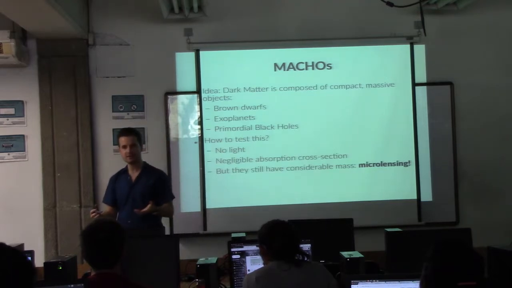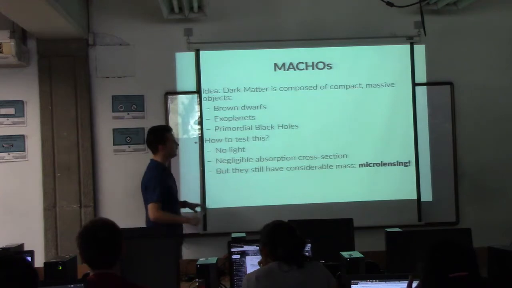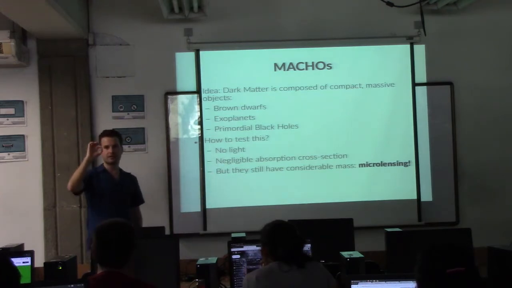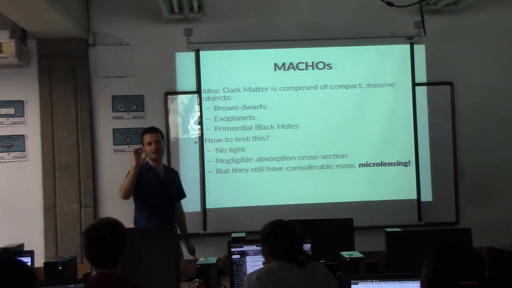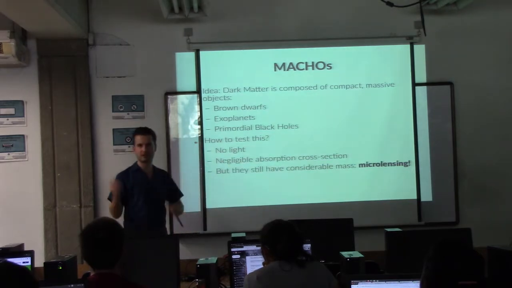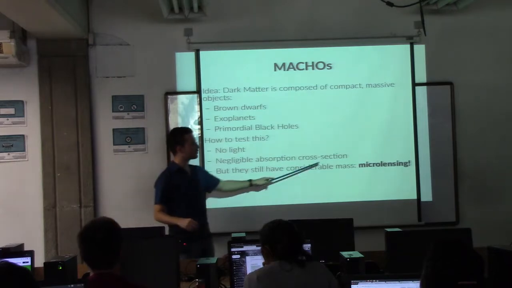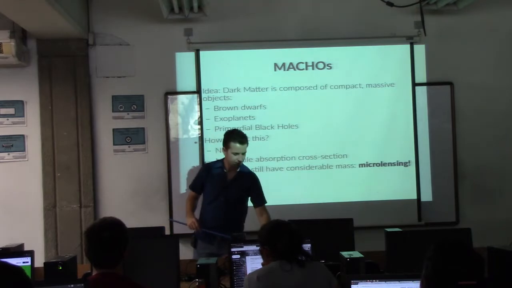So how can you test this? This is an idea that came in the late 1980s. They don't give out any light. You could try to see whether they cause absorption of background stars. But planets are really tiny, so they don't have that much of an absorption cross-section unless you really have the full transits. But they still have considerable mass, so they can act as microlenses.